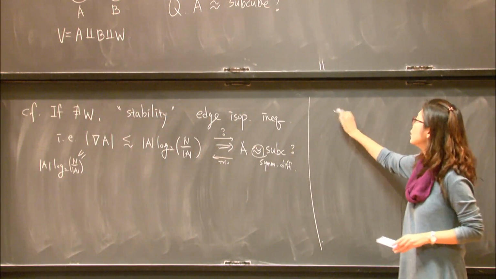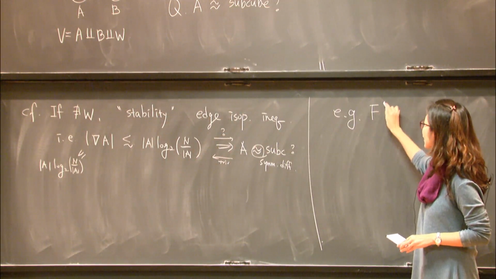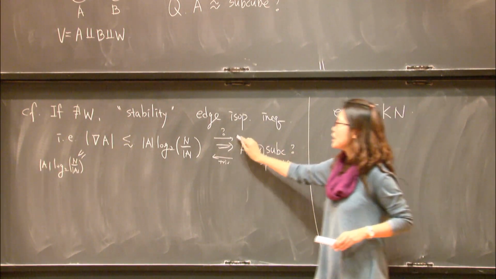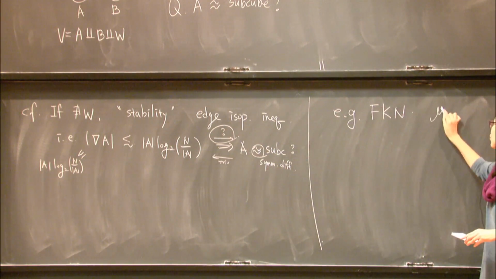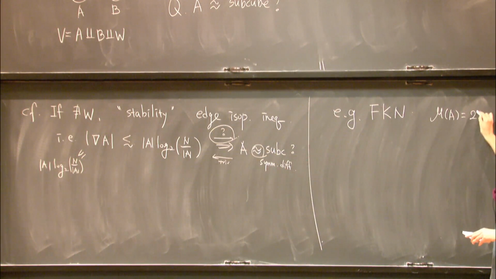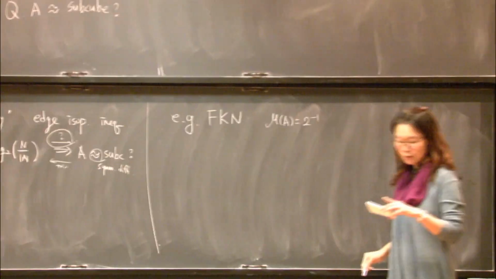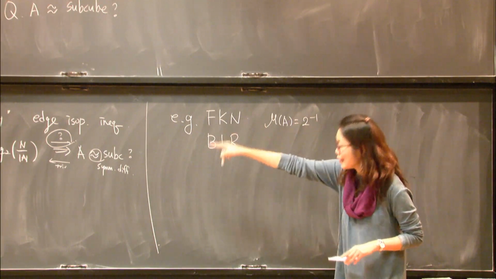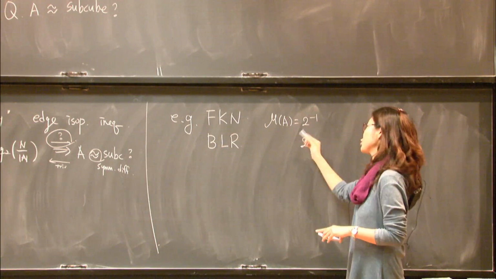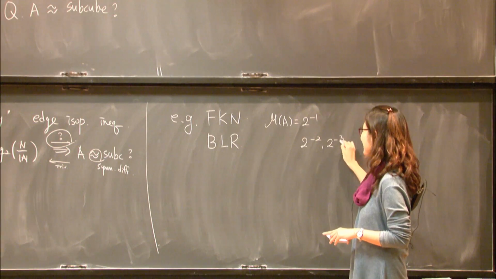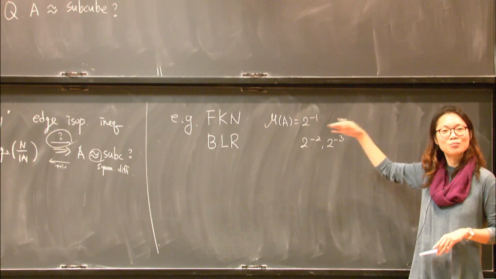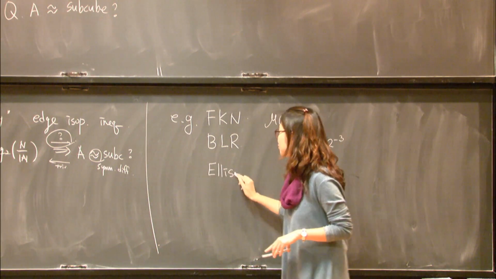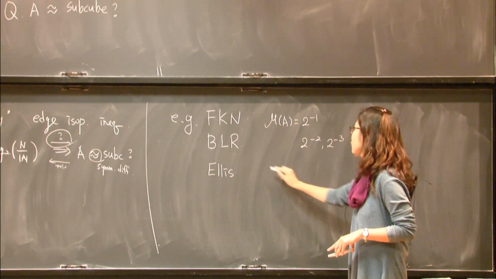For example, Friedgut, Kalai, and Naor first proved that this implication is true when mu of A is a half. And after that, Bollobás, Leader, and Riordan proved that the implication is true when the measure is this and this. So it was some gradual progress. And finally, David Ellis proved that the implication is true for any measure.